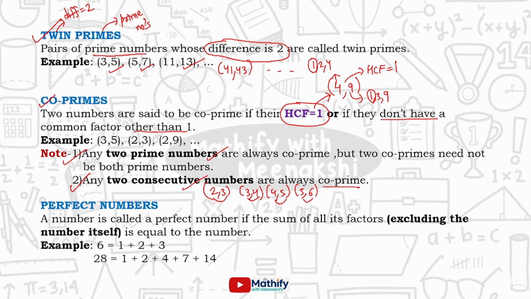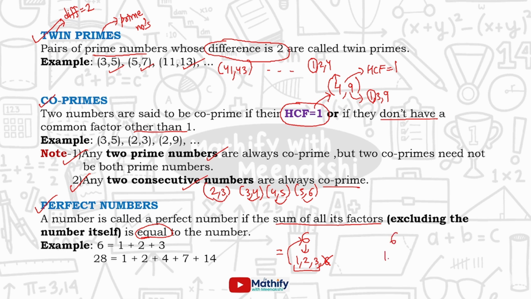Okay. Now let's move to next, that is perfect numbers. Now what is a perfect number? A number is called a perfect number if the sum of all its factors, excluding the number itself, is equal to the number. If you're excluding the number itself, then it's equal. If you're not excluding the number, then it's double the number. Like you can see here, what are the factors of 6? Factors of 6 are 1, 2, 3 and 6. If you exclude this 6 and add 1 plus 2 plus 3, you will get the number itself, that they are saying equal.